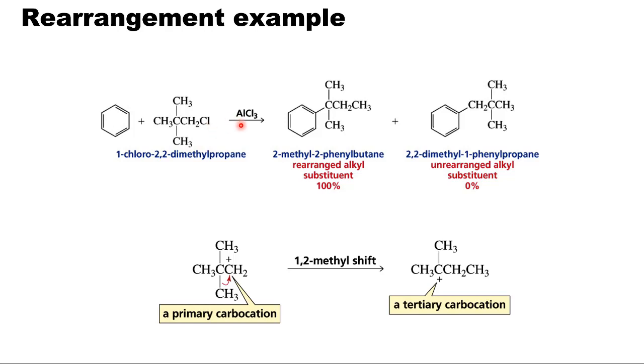When it reacts in aluminum chloride, you don't get any of the primary substituted product. What you end up with is a rearrangement where you get a shift of a methyl group to the primary carbon to form this carbocation, and this is the carbocation that adds to the ring.